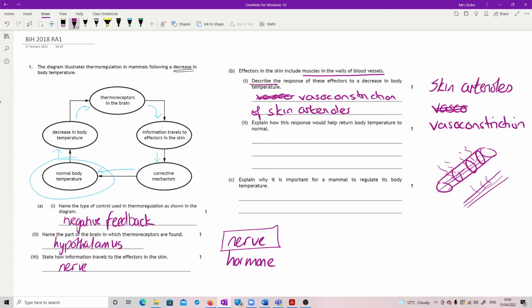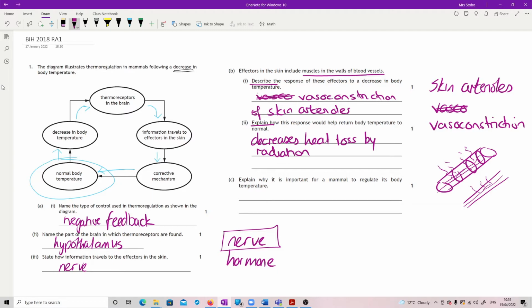So that's the describe. Okay, then it asks to explain, and this is, it decreases heat loss by radiation. Sorry, I don't want to say evaporation, I want to say radiation. Evaporation would be your sweat. So by radiation. Okay, explain why it is important for a mammal to regulate its body temperature.